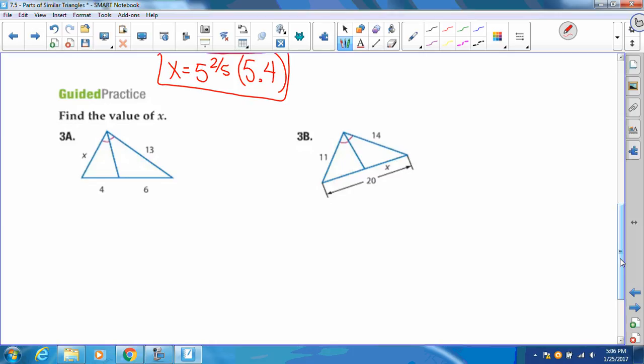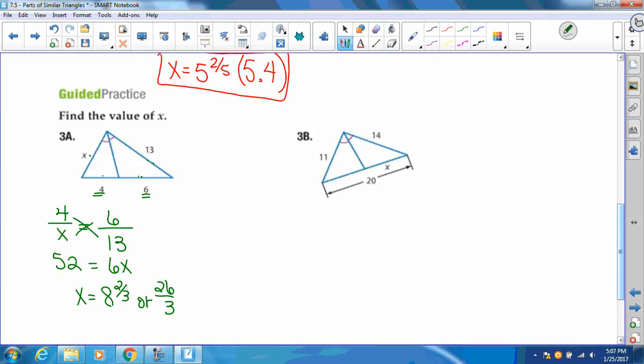Okay, and then our last two examples. So notice again, we're looking at one triangle, but we have an angle bisector. So we can take these two segments as a ratio, set it equal to these two segments. So I'm going to do 4 over x equal to 6 over 13. And notice if I put 4 on top, I need to put 6 on top. Those go together. Those would be corresponding. And then we're going to cross multiply. So 4 times 13 is 52. x times 6 is 6x. And then we're going to divide by 6. So x is equal to 8 2/3 or 26 over 3.